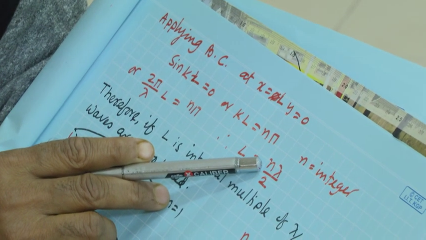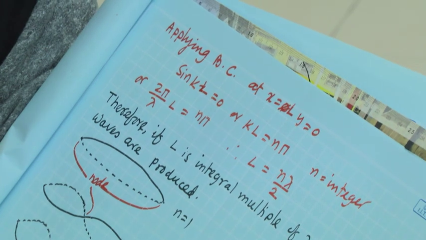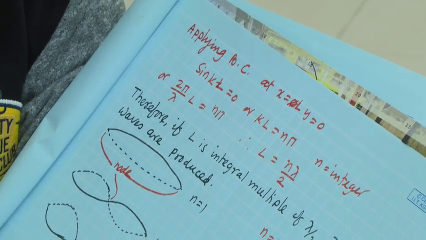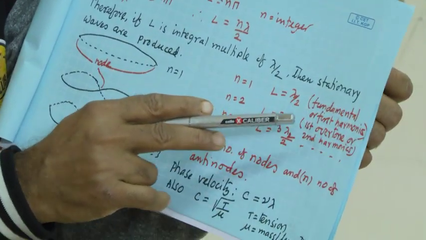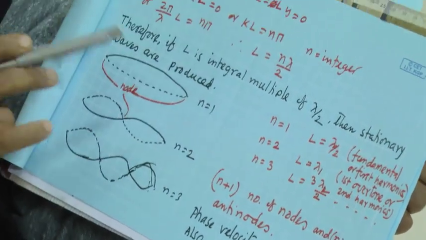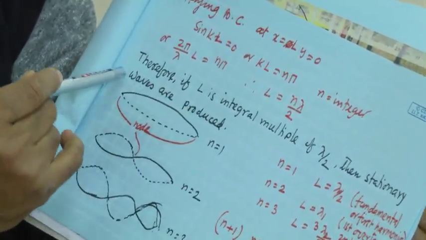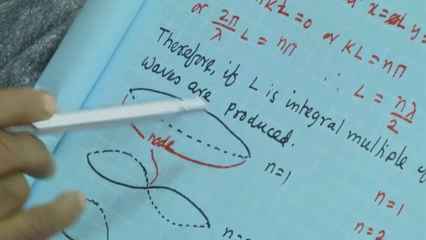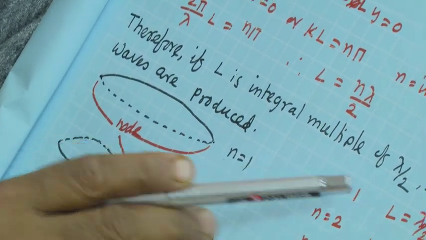For n equal to 1, we call this the fundamental mode or the first mode. When the string oscillates, it has different modes: the fundamental mode, then overtones, or we say first harmonic, second harmonic, third harmonic, for n equal to 1, 2, 3. The first harmonic is called the fundamental, for which n equal to 1. For n equal to 1, you will see the string in this form. This is called an antinode, and where y equal to 0 is called a node.